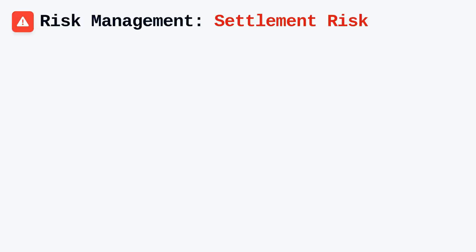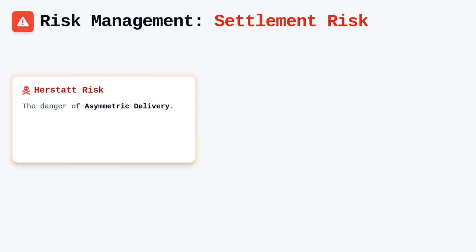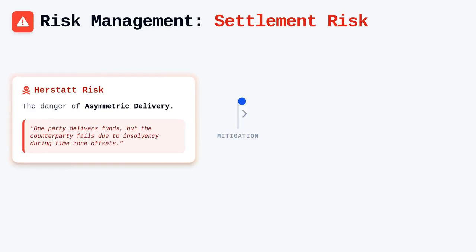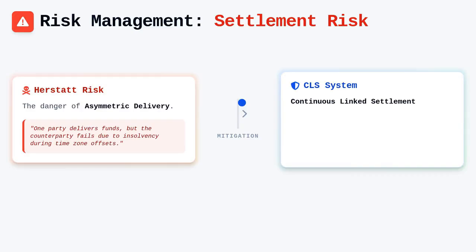Finally, we must consider the risk side of these mechanics, particularly settlement risk. Historically, the primary danger in the FX market was Herstatt risk, where one party delivers their side of the trade, but the counterparty fails to deliver due to insolvency during the time zone offset. To mitigate this, the industry relies on continuous linked settlement, or CLS, a system that ensures the final settlement of both legs of an FX transaction occurs simultaneously.